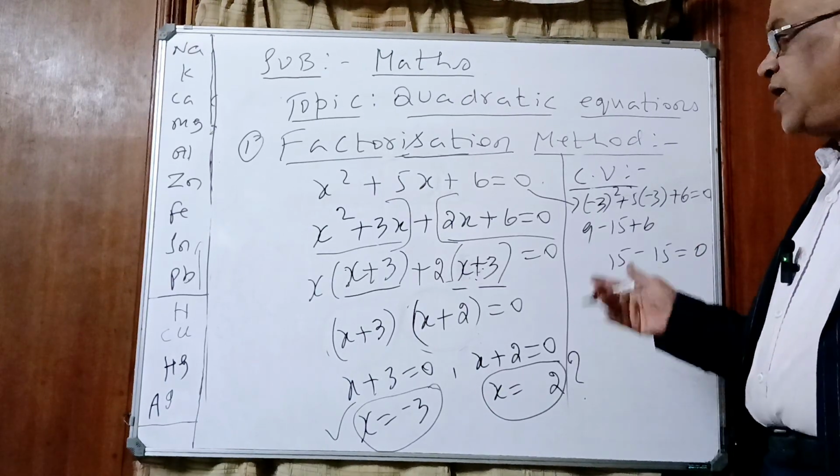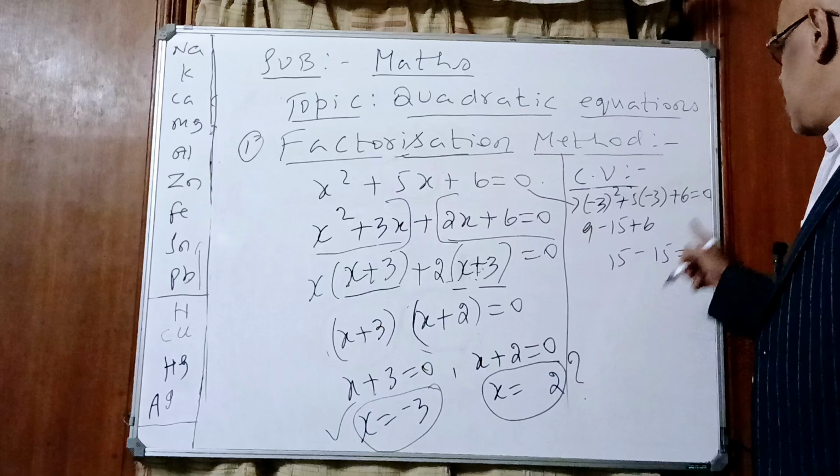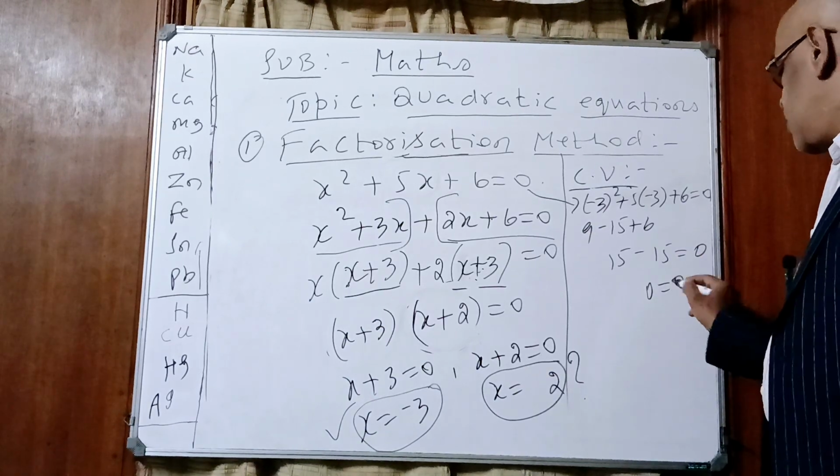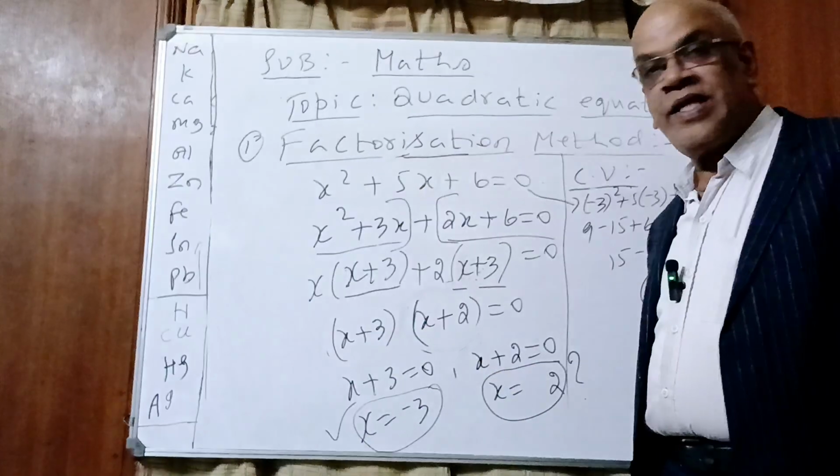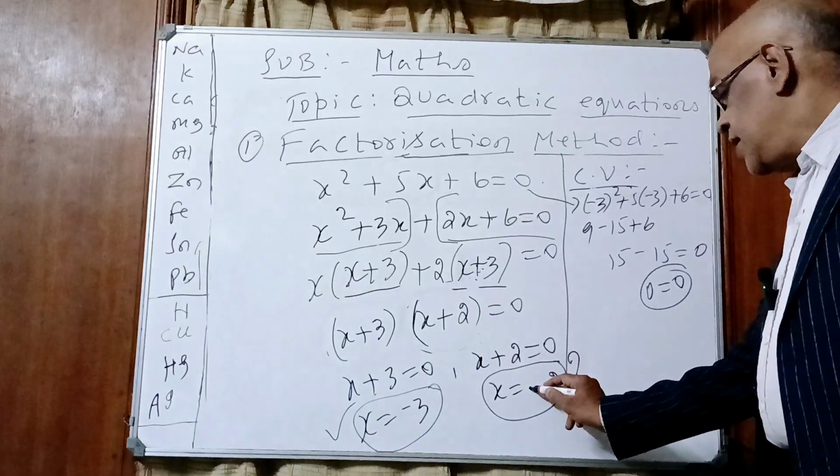So, LHS is equal to RHS. Yes or no? LHS is equal to RHS. This is 0, RHS is also 0. So, x is equal to minus 3. That is the answer. What was the other answer here, children?